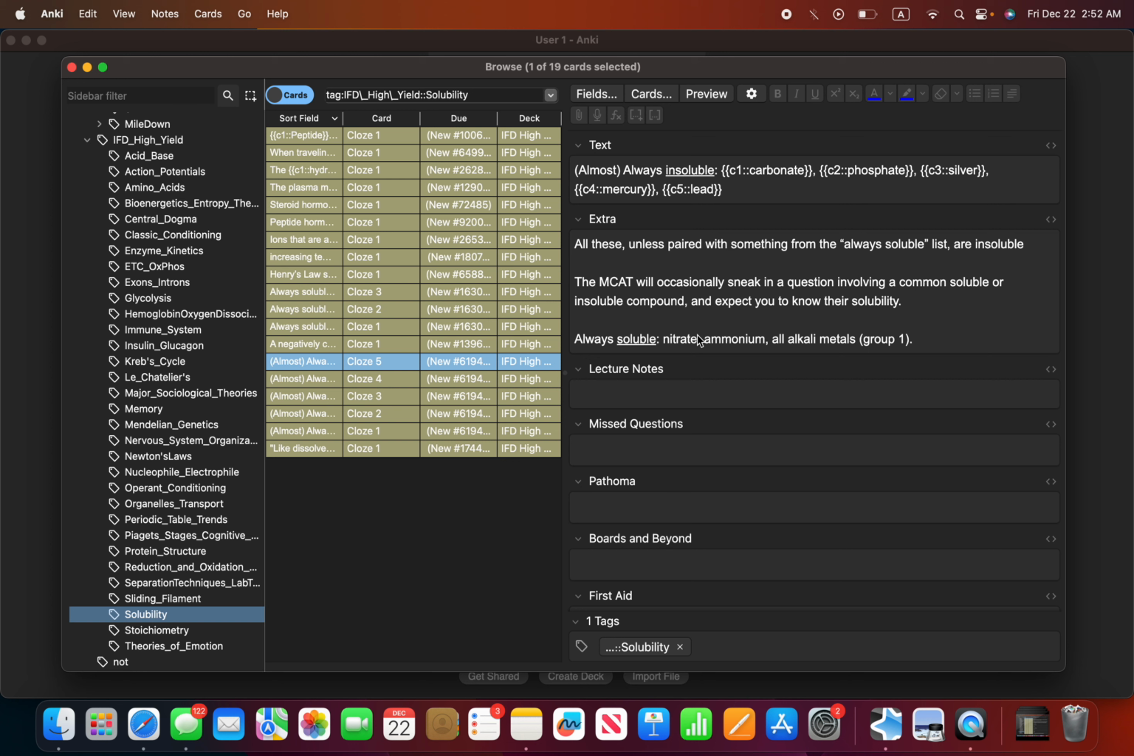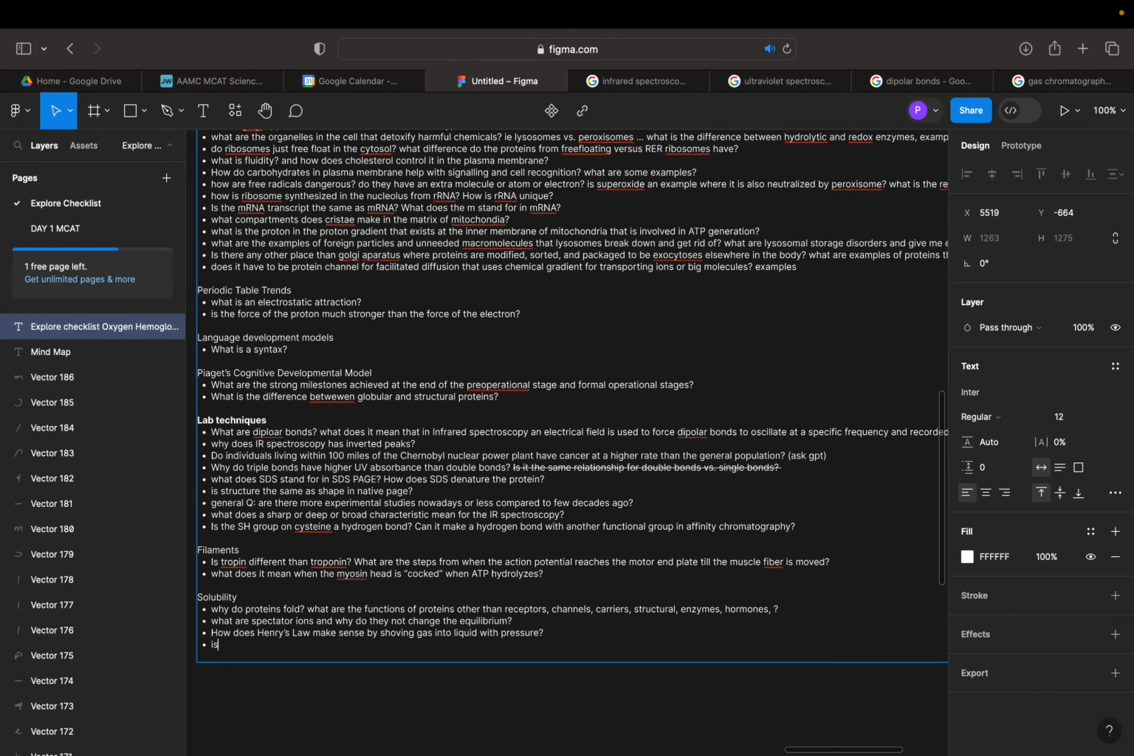Always soluble: nitrate. So if you have, for example, silver nitrate, then that becomes soluble, right? Is there a silver nitrate? And if yes, is it soluble? By soluble, I think we are referring to soluble in water, right?